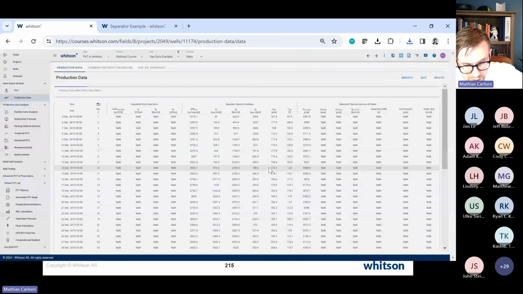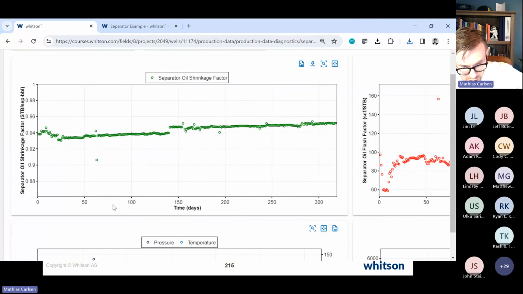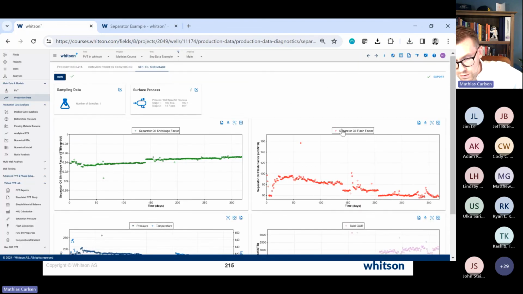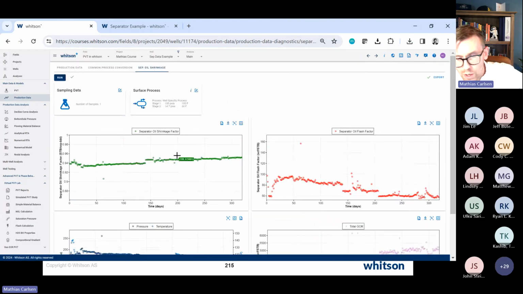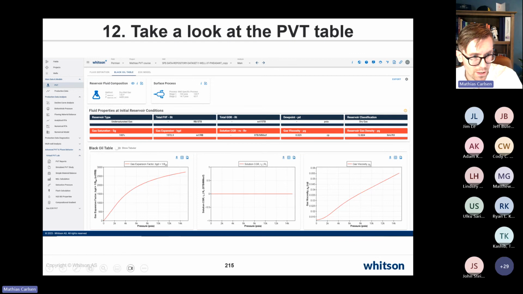So that's what's happening behind the scenes now. We're calculating the common process conversion numbers. That's being done, and actually on a daily basis, the separator shrinkage has been estimated using the equation of state. So it's running this process called common process conversion, and there's more information about that in the appendix slides in the deck that was distributed.